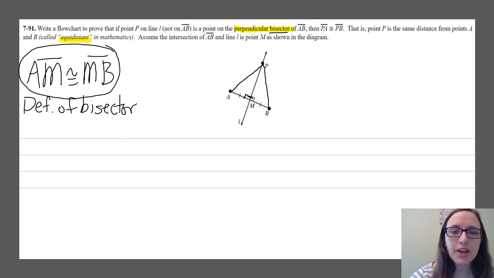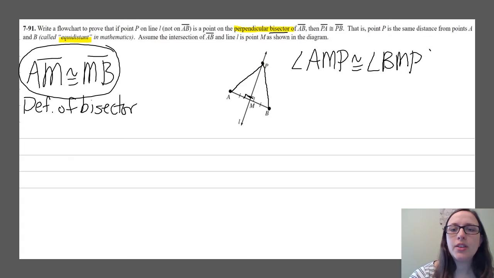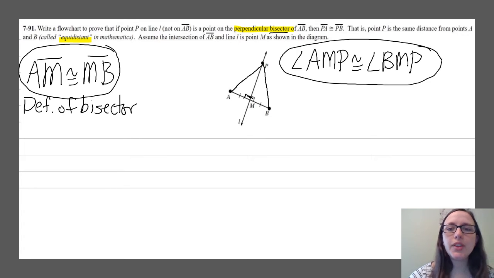Having a hard time drawing that with the PowerPoint. So I'm going to put angle AMP is congruent to angle BMP. All right. And I'm going to put the definition of perpendicular. So if it's perpendicular, both the angles are 90 degrees. There's probably a little bit better way of putting this, but just in simplest terms, definition of perpendicular.